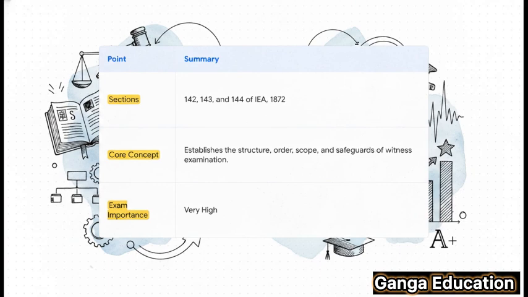So, for a super fast revision, just lock in these three things. The section numbers, 142, 143, and 144. Their core concept, they establish the entire structure of witness examination. And their exam importance, very, very high.